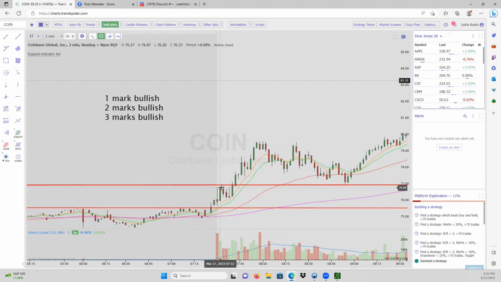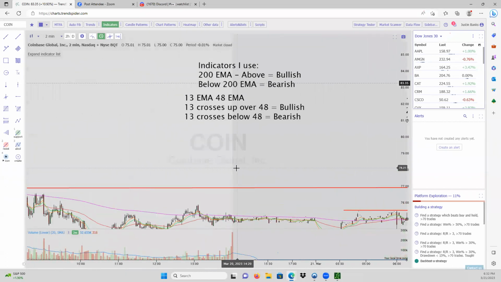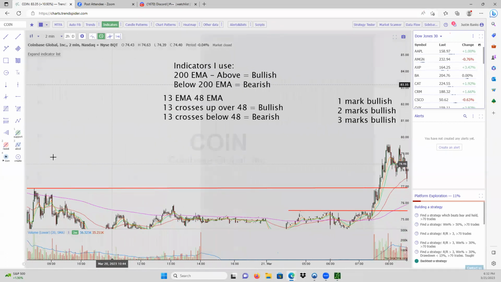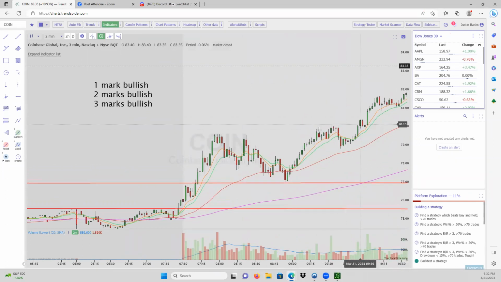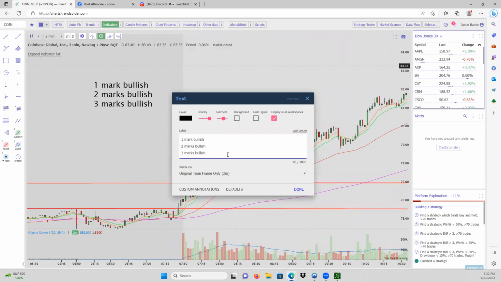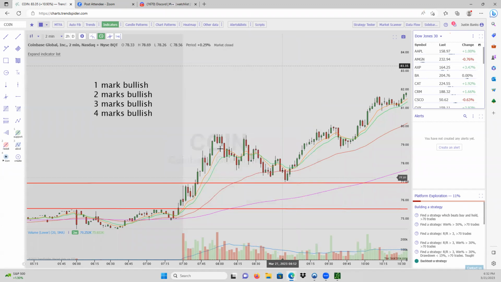Because we easily could have sold off here, but we knew that the bulls were in control once we broke above yesterday's high, as you guys can see, right? Yesterday's high. We broke above and we held this as support. So now we have 4 marks going for us, right? We have 4 marks going for us that equals bullish, right? So once we get to 4, we know this is going to be a high probability setup, right?